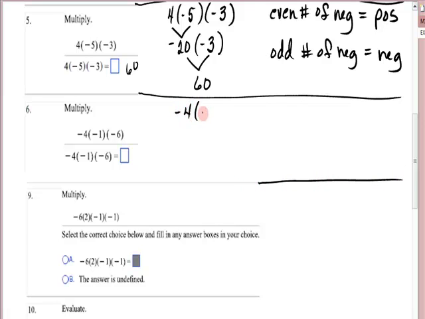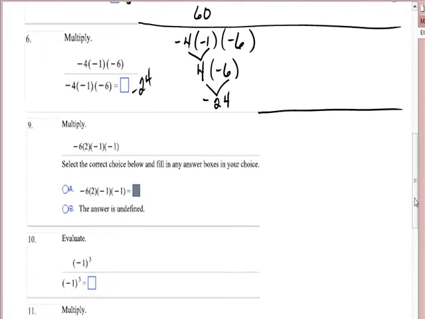I have negative 4 times negative 1 times negative 6. The long way: multiply the first two. Negative times negative gives me positive 4. Positive 4 times negative 6, that's going to give me 24. One positive, one negative, they're different, so I'm going to get negative 24. Now let's look at it with these shortcut rules. There are 3 negative factors. 3 is an odd number. That means that my answer will be negative, and sure enough it was.